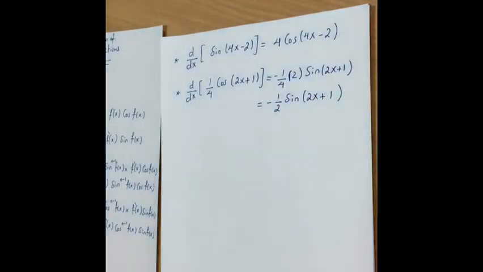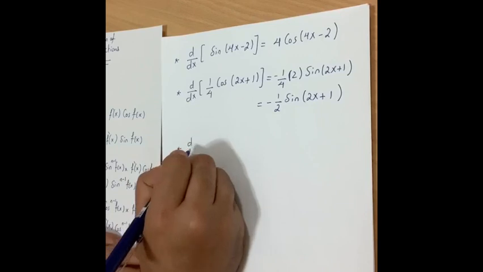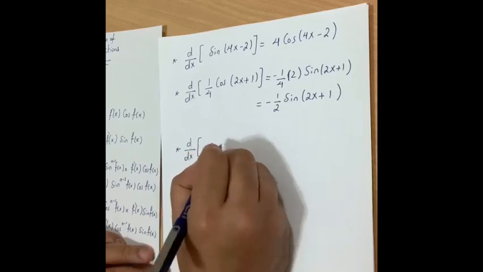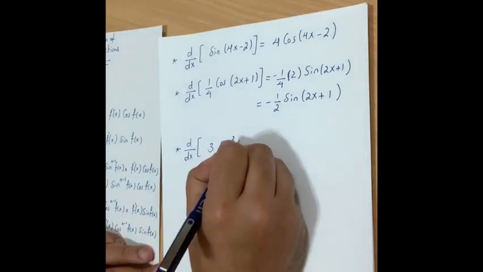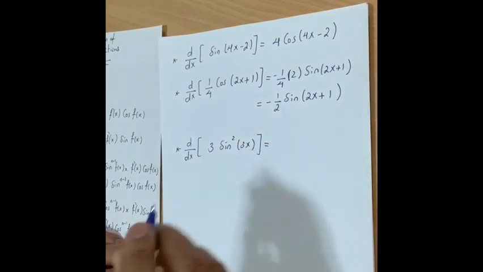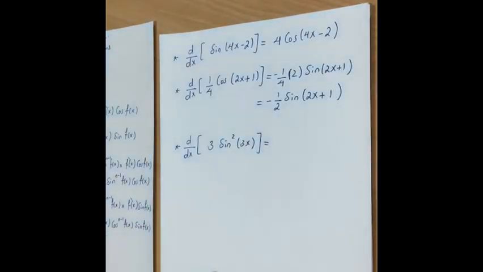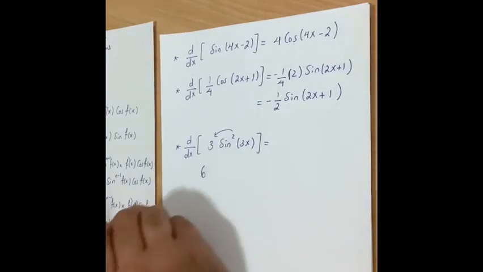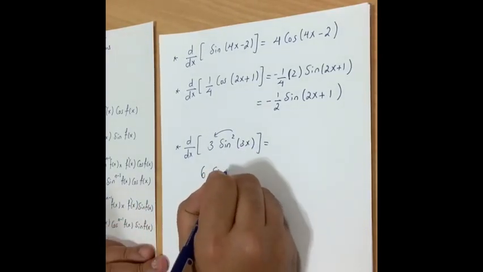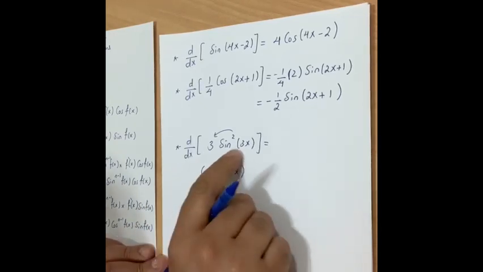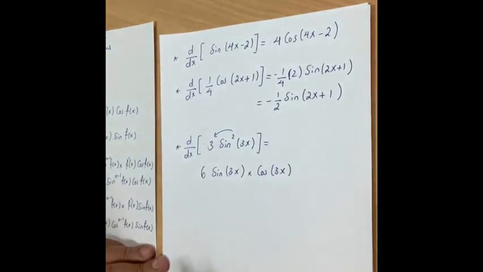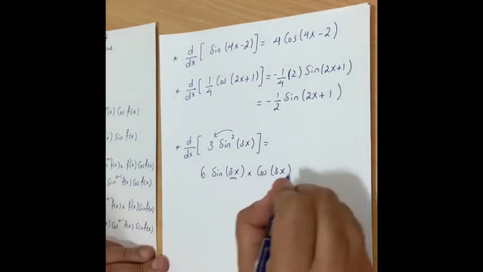Good. Now let's try a powered function, whether sine or cosine. I'll do both. d by dx of 3 sine to the power of 2 of 3x. So we apply that. The rule will be in three different parts. Move the power and multiply by the coefficient. So 2 times 3 is 6. Then reduce the power by 1. And then multiply by the derivative of the sine, which is cosine of 3x, and remember to multiply by the derivative of 3x, which is 3.